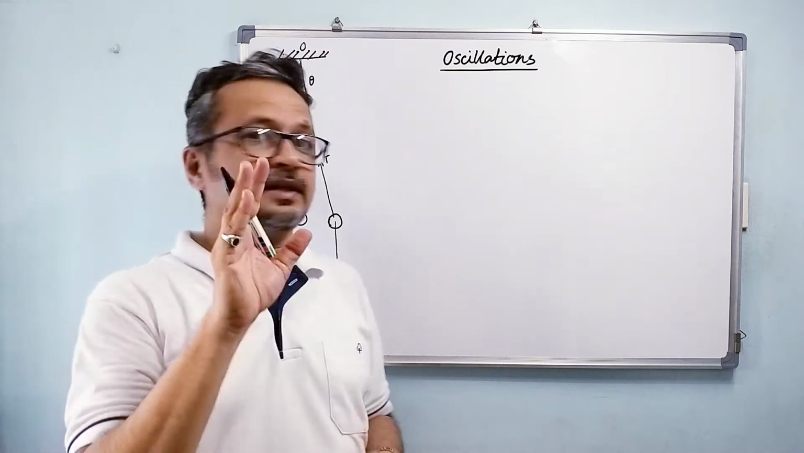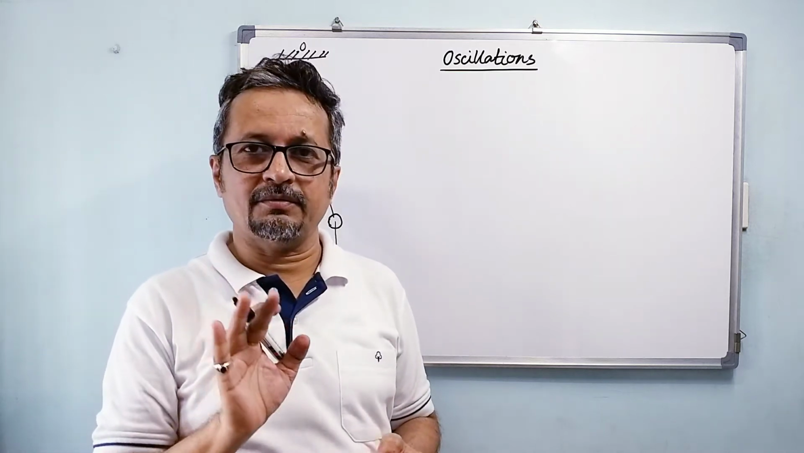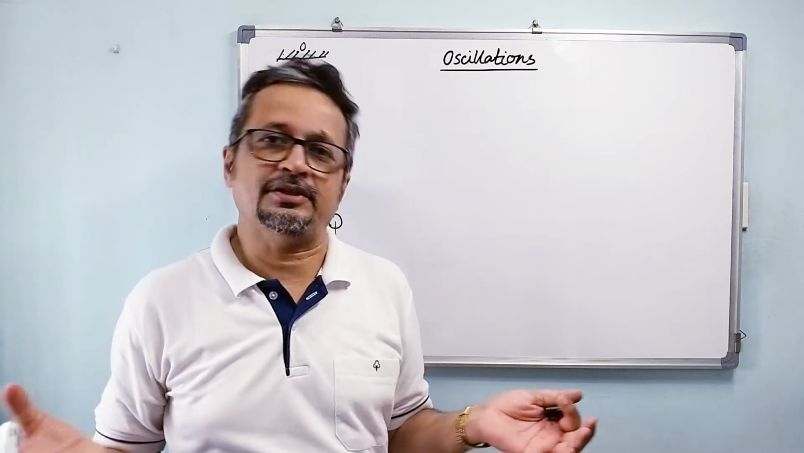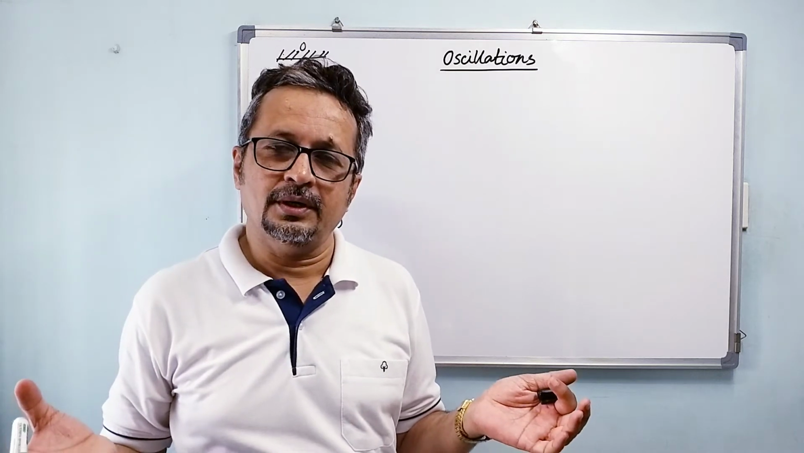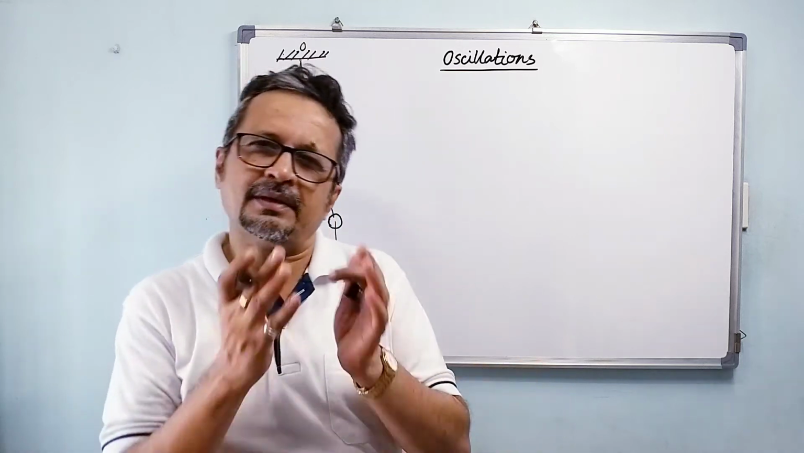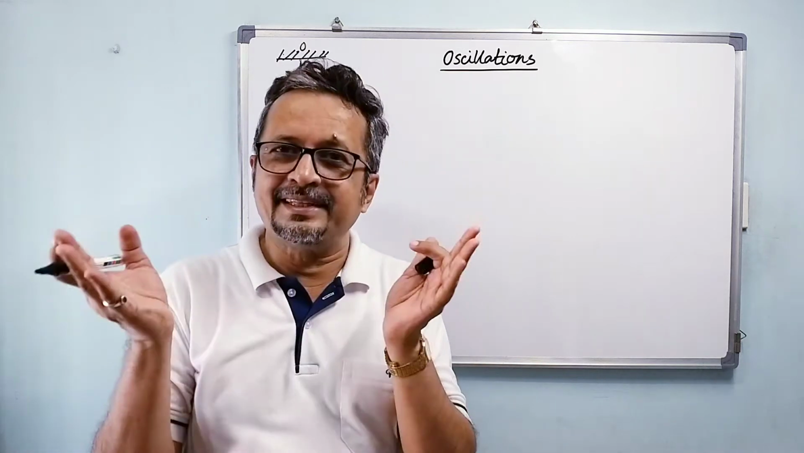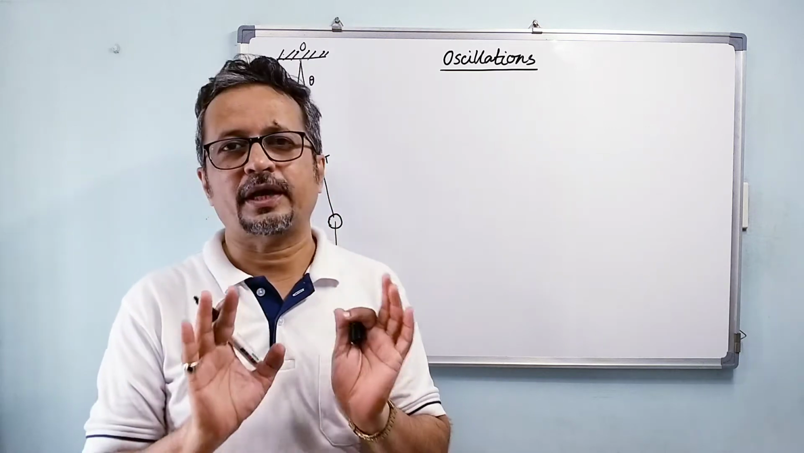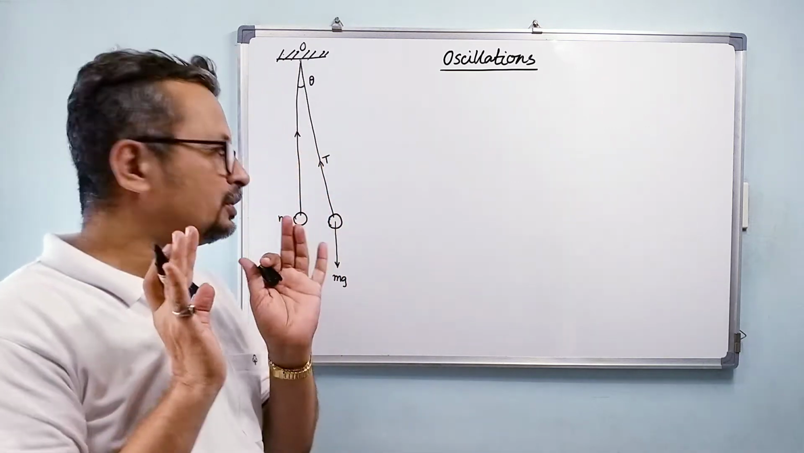Now this theta is a small angle. When I say small, you would ask how small. I would say very small. If theta is between 0 to 10 degrees, it's called a small angle. So let us keep that angle small.